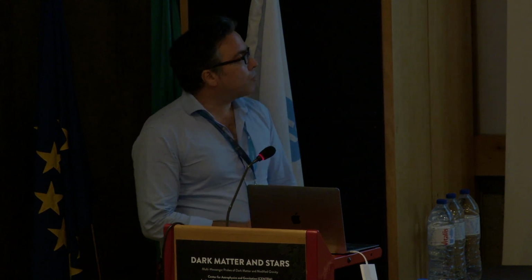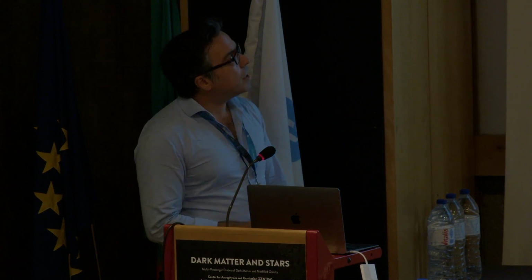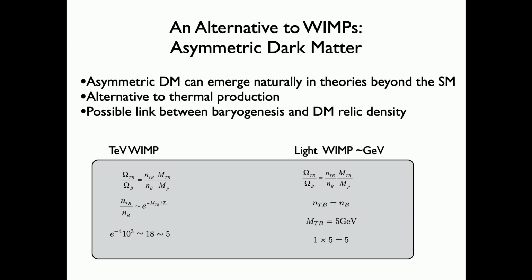Okay, so now, we have self-interactions on one hand. The other ingredient that I'm going to use is asymmetric dark matter. So asymmetric dark matter is an alternative to the usual WIMP paradigm. Basically, we have a conserved quantum number, like the baryon number, and we create an asymmetry. There are more particles than antiparticles, okay? The antiparticles just annihilate, and then we're left only with the excess amount of particles. And in that case, we have a stable dark matter particle.